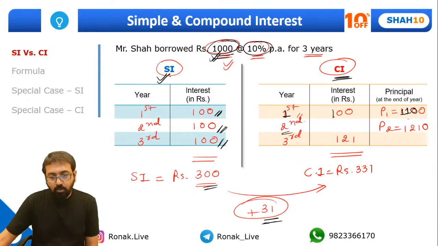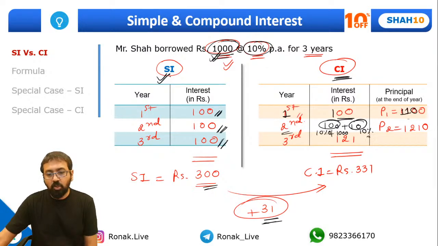So compound interest for first year was 100, right? Now what is the compound interest for second year? Can I say it's 110, which is nothing but 100 plus 10 rupees. So what is this 100? 10% of 1000, right? And what is this 10? 10% of first year's interest, that is 100.